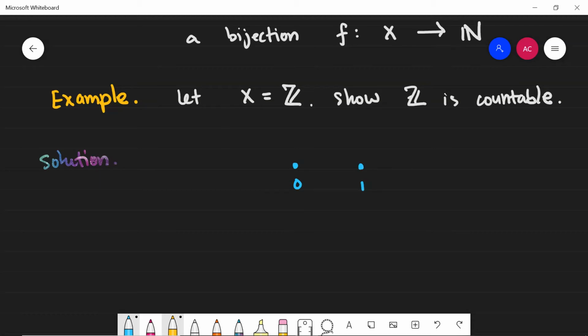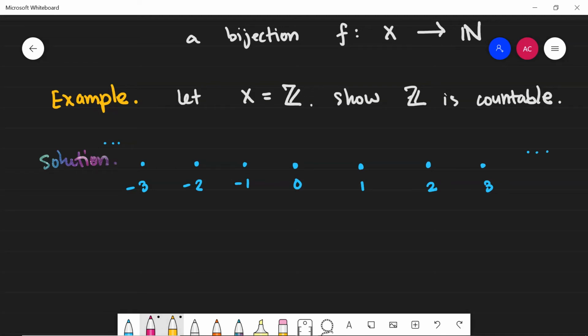So I have 0, 1, then 2, and then 3, and then I go off to infinity. And then I have, of course, negative 1. We're going to put negative 1 right here, negative 2, and then negative 3. Okay. So what I'm going to do is just start counting off, and then of course this goes off to negative infinity. I'm going to start counting off.